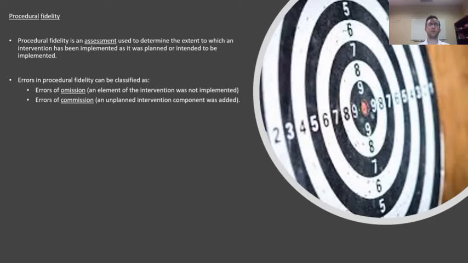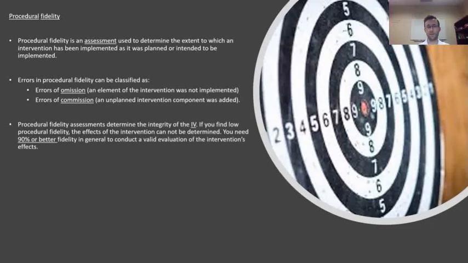There are two general types of errors in procedural fidelity. One is an error of omission. That means an element of the intervention was not implemented. And an error of commission, which means an unplanned intervention component was added. Now, procedural fidelity assessments determine the integrity of the independent variable.